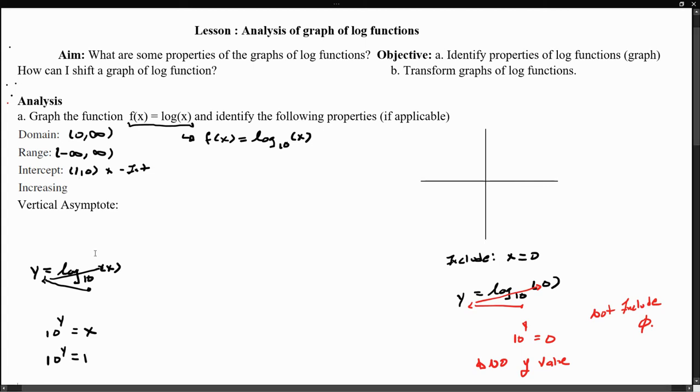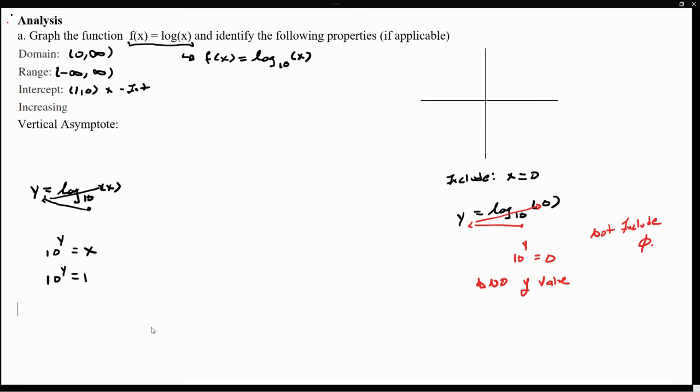Now we think, what y value will make this a true statement? So 10 to the what can give me 1? Well, there's only one value that we can use for that, and that is 0. So we got 10 to the 0 equals 1, which is just 1 equals 1. That is true. So therefore, 1 comma 0 is a point on my function. It's a true statement.